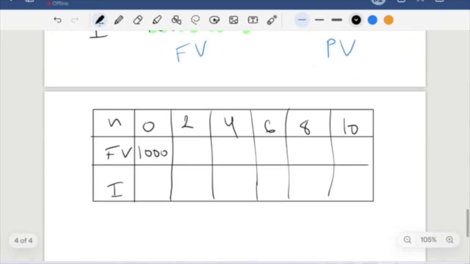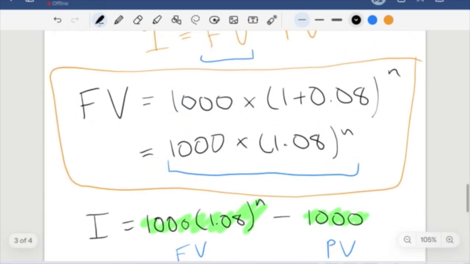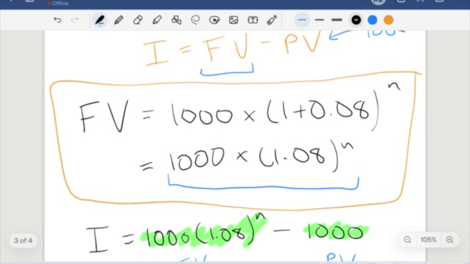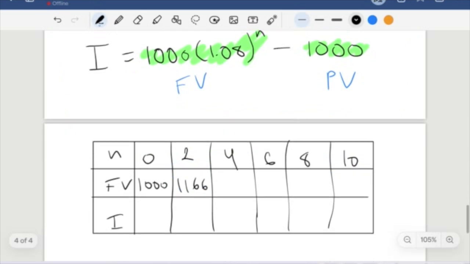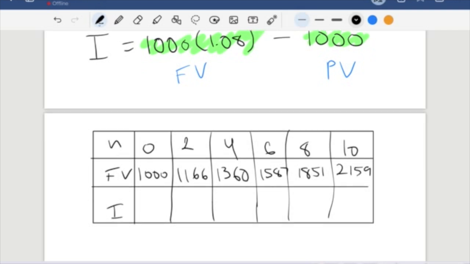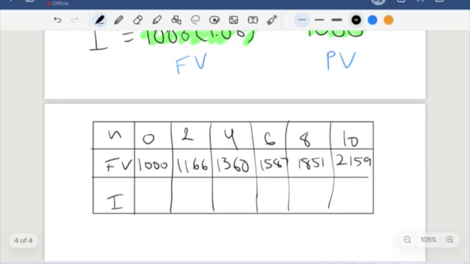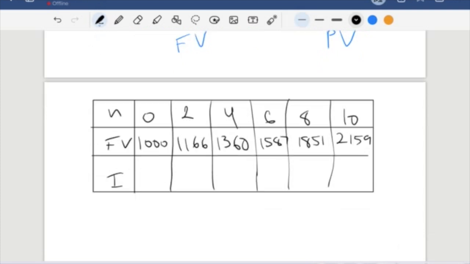Substituting in the 2, I'm going to get 1,166. This is just substituting into this first future value formula we had here. That is this particular row that I'm doing. And I'm just going to write in these values, but you can pause the video to have a go at this on your own if you're working through with me. But I get all of these values, 851 and 2159.